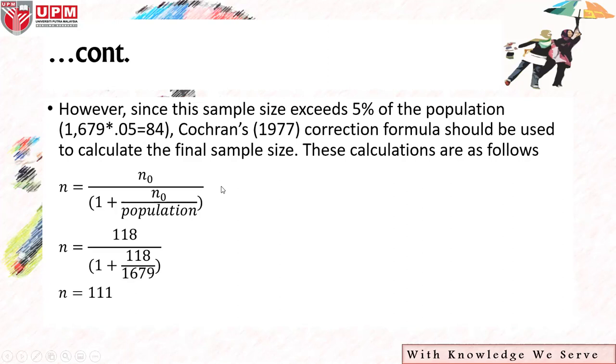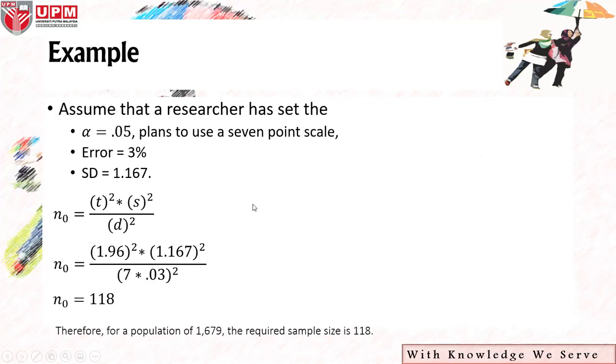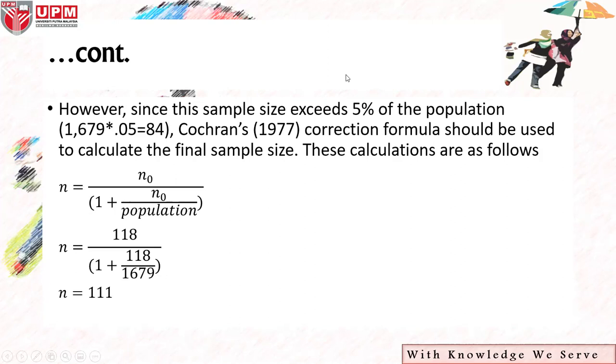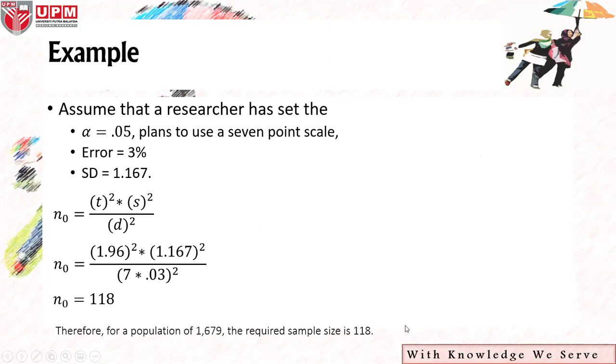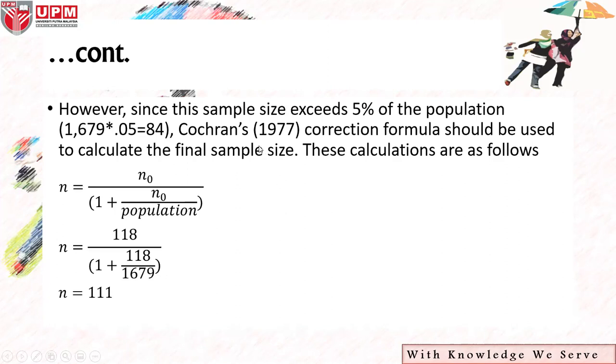Sebab in our case ni dia dah dapat 118, so already exceed the 5% of the population. Faham tak? Kalau 5% from the population supposedly equals to 84 respondents. Tapi the proposed sample size here, 118, already exceeds the 84. Therefore, Cochran suggests the correction formula to be applied. Kita kena applykan pembetulan daripada sample size tadi.